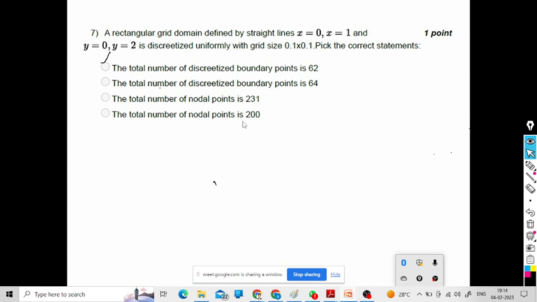Now, when you calculate the inner nodal points also, you will get approximately inside 9 cross 9, that is 81, then above 81. So in total you will get 231. Okay, so the answer will be, the total number of nodal points is 231. Fine.